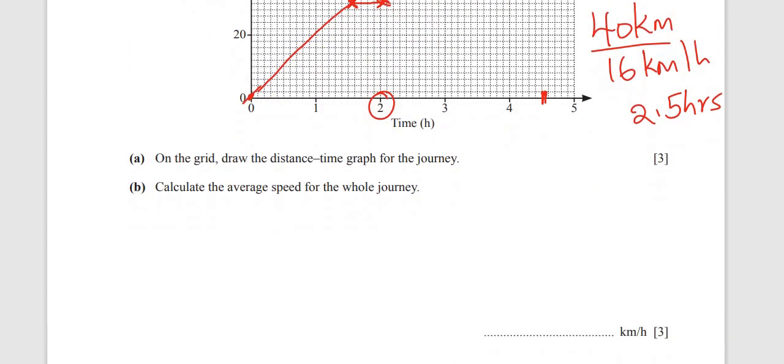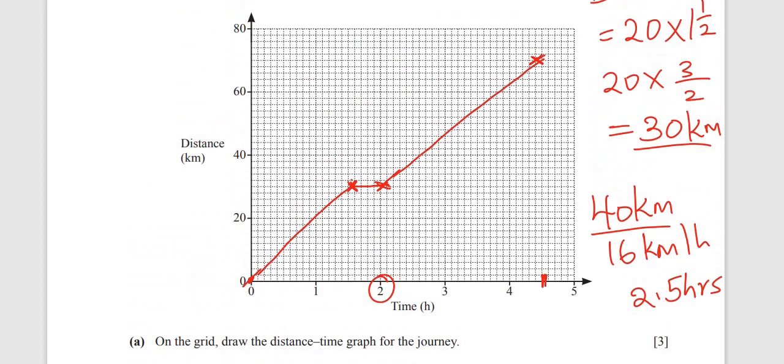Then the next question is calculate the average speed for the whole journey. Average speed for the whole journey means we divide the distance from Midville to Newtown, which is 70 kilometers, by the total time taken. The total time taken, including the time that she rested, or including the 30 minutes that she stopped.